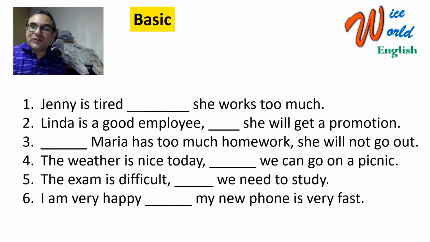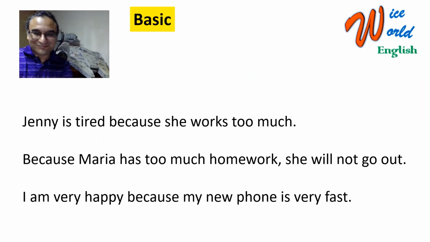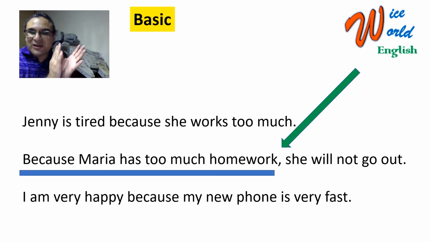First, let's start with the sentences with because. These are the 3 sentences with because. Okay, and remember, look at the second one. The second one is a little different, right? Because we're starting with because at the beginning of the sentence, right? Because Maria has too much homework, right? So remember that when we do that, we need to use a comma, right? Because we're starting with a dependent clause. Because Maria has too much homework, she will not go out, right?